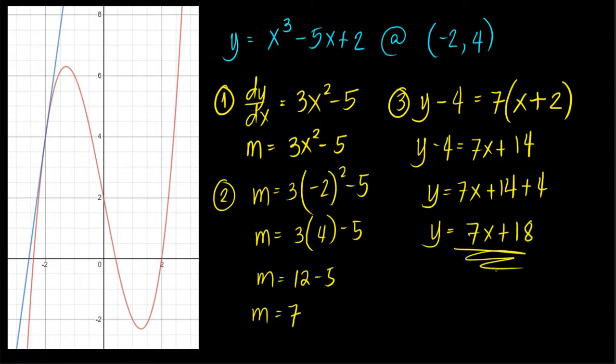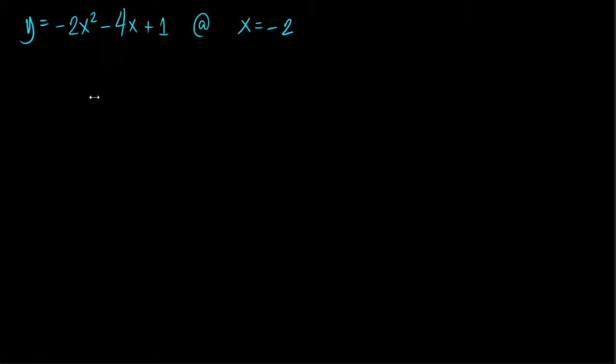And this is the equation of this tangent line right here, color blue. It is tangent at negative 2, which is the point negative 2, 4. Check it here. Now, let's look for the equation of the line tangent to y equals negative 2x squared minus 4x plus 1 at x equals negative 2.